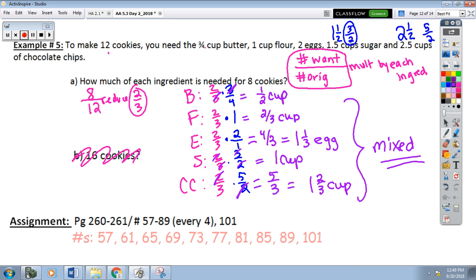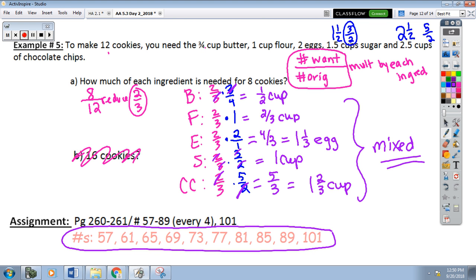All right, so the homework is every 4 and then 101. And so what I did was I typed out the numbers that you're doing. Like this is the same thing as this. But in case you get confused and just want to jot these down, that way you'll know what problems to complete.